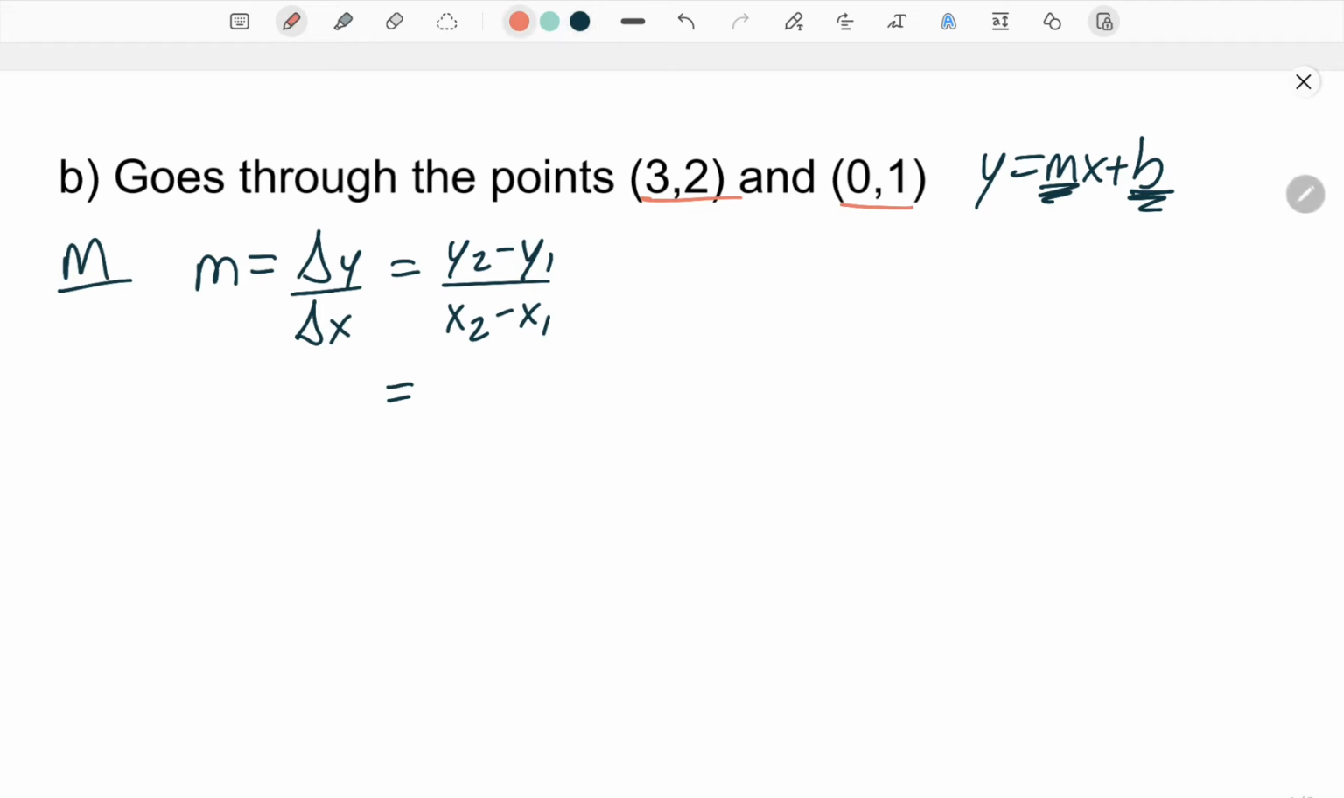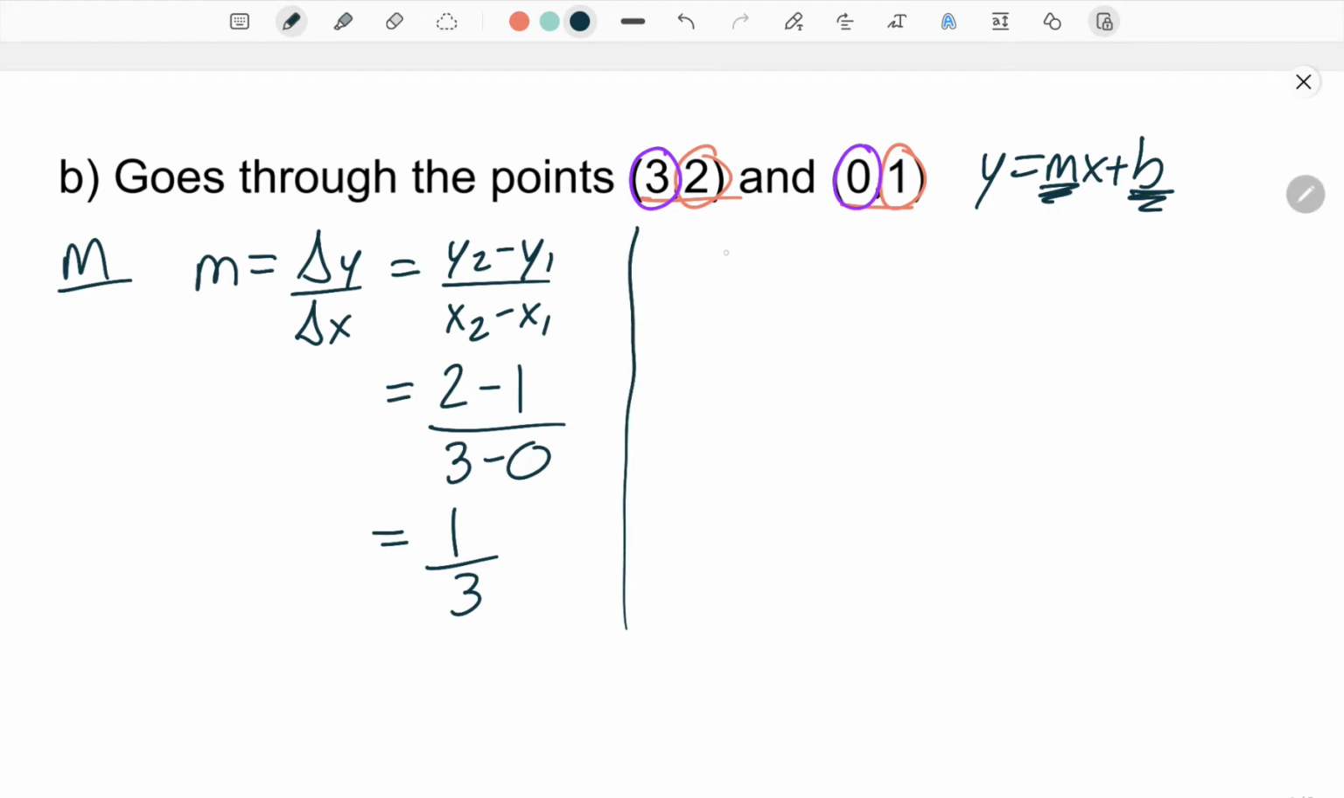So if we take our 2 y coordinates, you have 2 and 1. So you can do 2 minus 1. And if we take a look at our x coordinates, you have 3 and 0. So you'll do 3 minus 0. And if you do that, on the top you'll have 2 minus 1, which is 1. On the bottom, 3 minus 0 is just 3. So 1 over 3 is the slope.